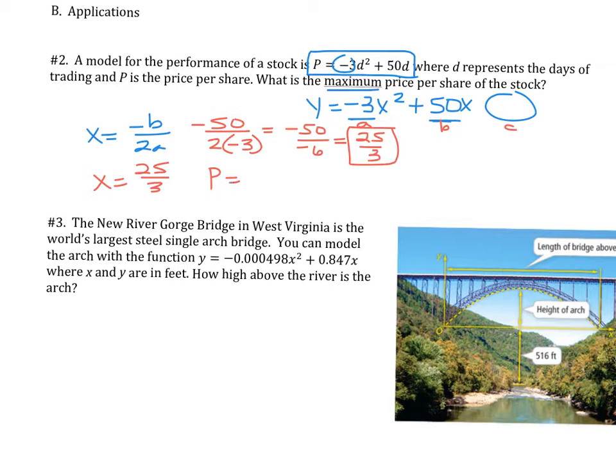So p equals -3 times (25 over 3) squared plus 50 times 25 over 3. You can totally do that one piece at a time. I don't know why you would when there's a 25 over 3 in there that does not make for a pretty number. So what I would do if I were you is plug it in: -3 (25 divided by 3) squared plus 50 (25 divided by 3), and you get this number.